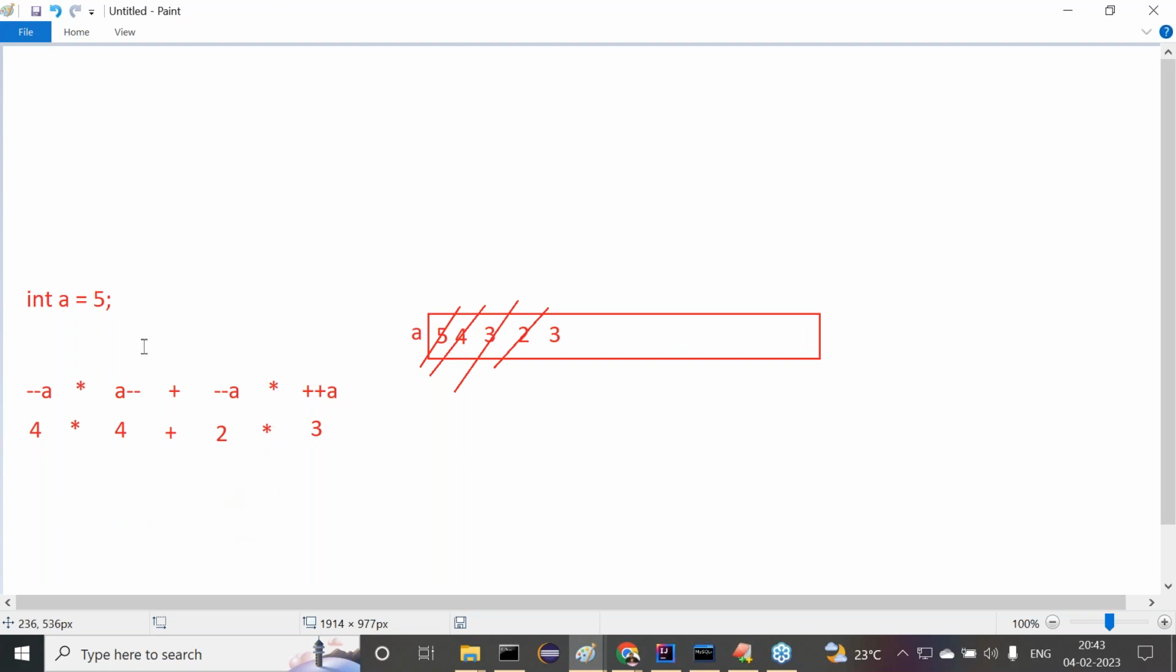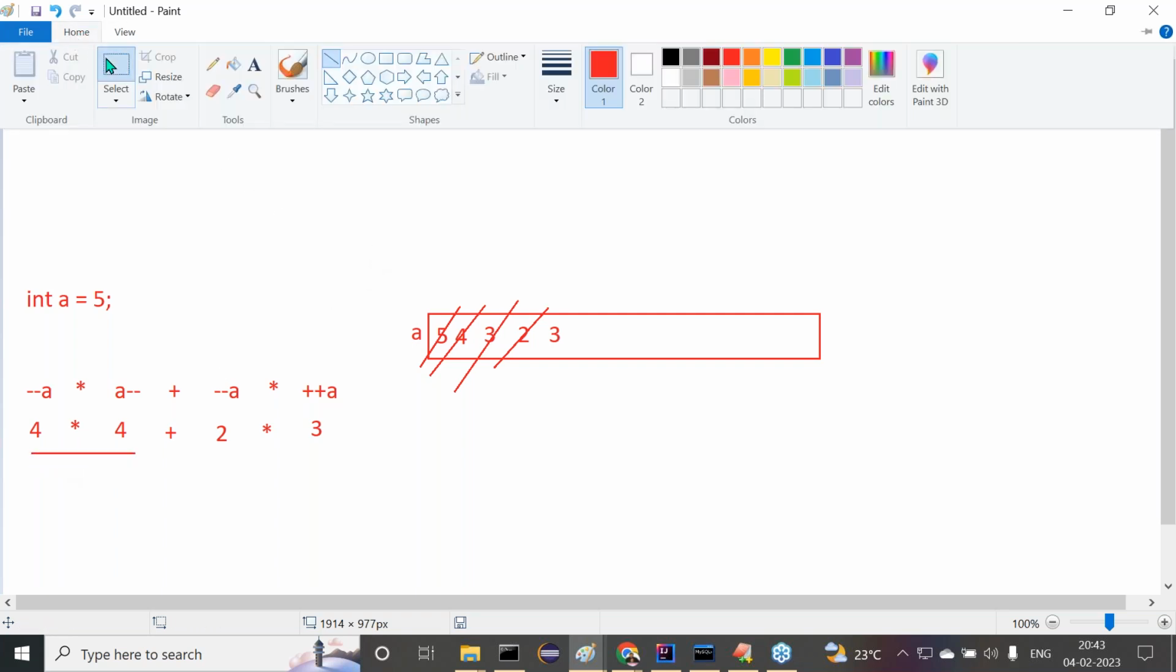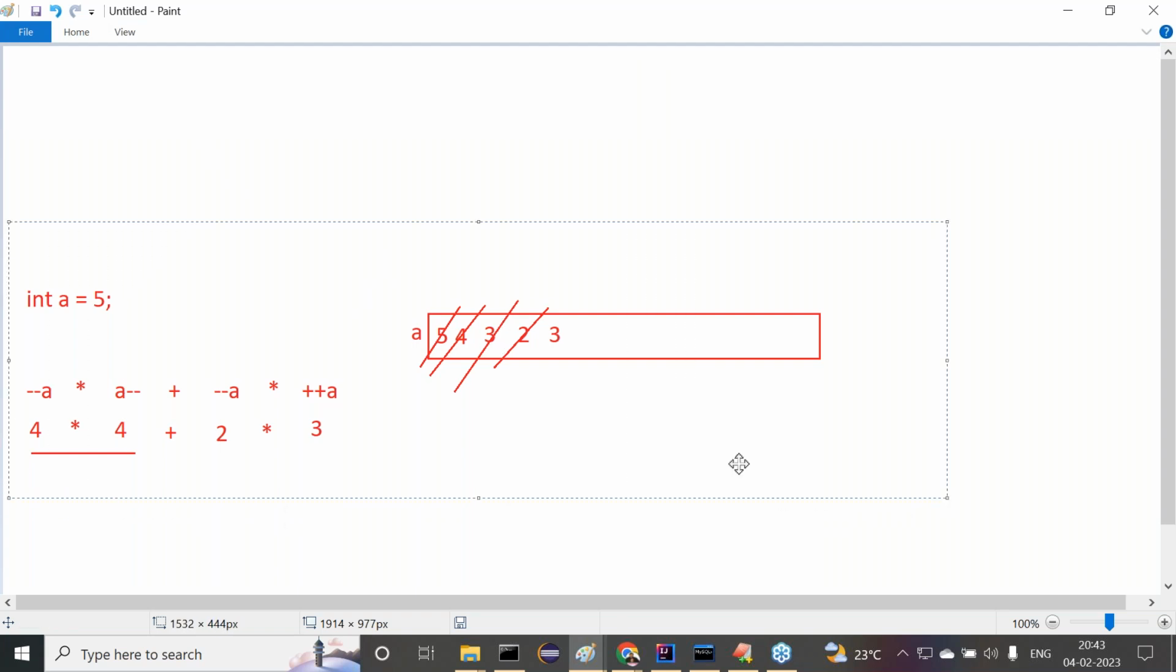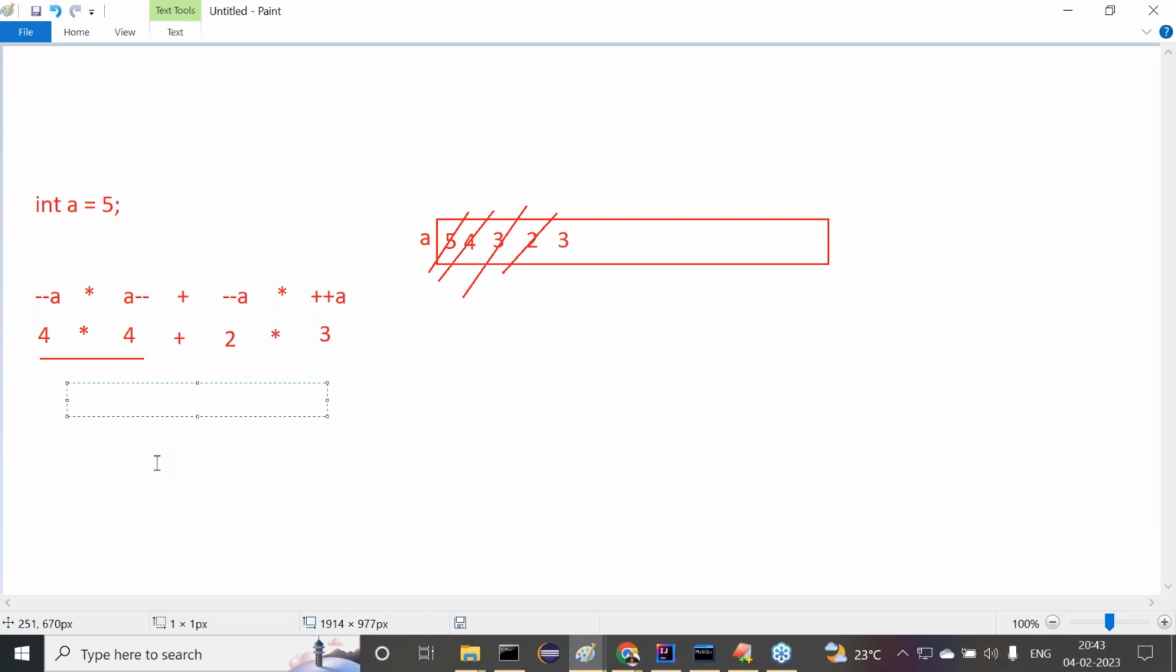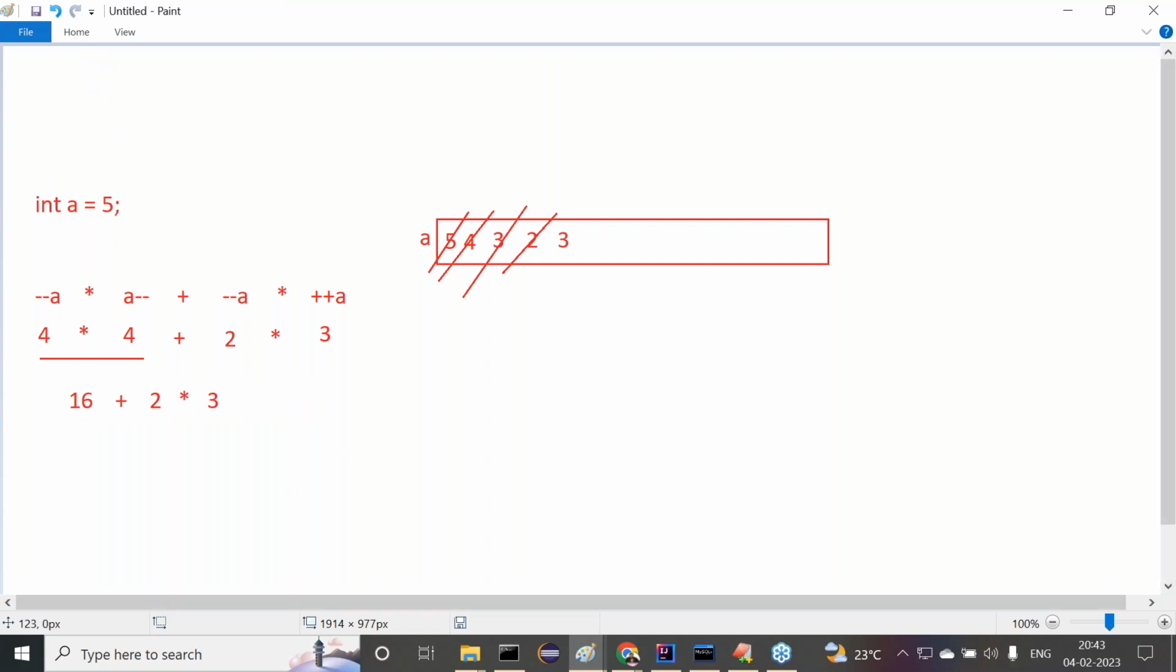Now observe carefully what we are getting. Star, plus, star operators are available. Two star operators are available. When compared with plus, the star operator gets more priority. Since two stars are available, the star operator follows left associativity, so the leftmost star will be performed first. Tell me, what is this leftmost star? 4 star 4. What's the value we are getting? 16. Plus, then the next one, 2 star 3.